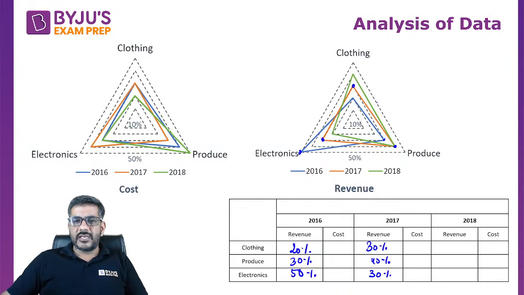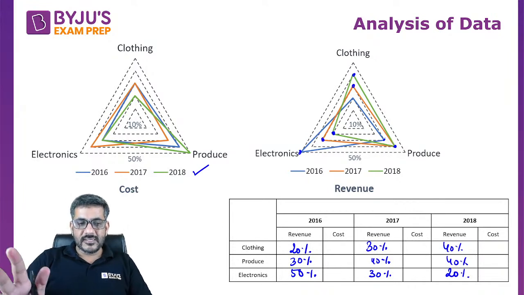Then I go to 2018, the green figure. So this is 40% over here. So we have written 40%. Then again this is also equal to 40%, and the last figure has to be 20%. So that way I get the figures for revenue. Similarly, I can get all these figures for cost as well.